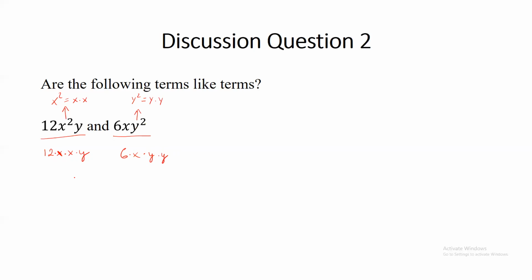Now we see, wait, this isn't exactly the same letters. Here I have 2 x's. Here I have 1 x. Here I have 1 y. Here I have 2 y's. These are not the same variable part, right? Or not the same letter part. And so these are not like terms. So the big takeaway from this example is that the exponents do matter.